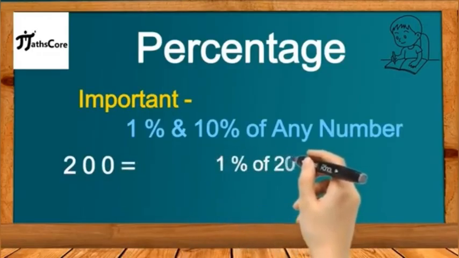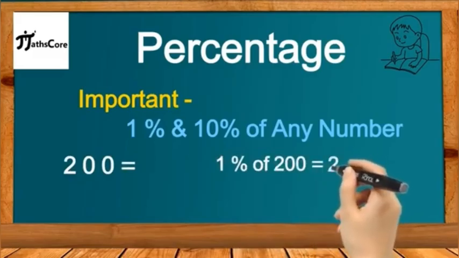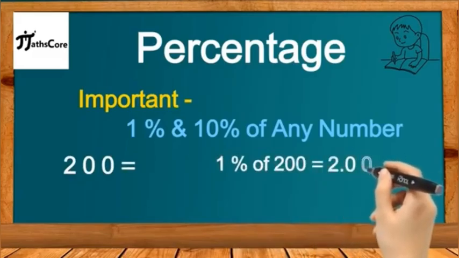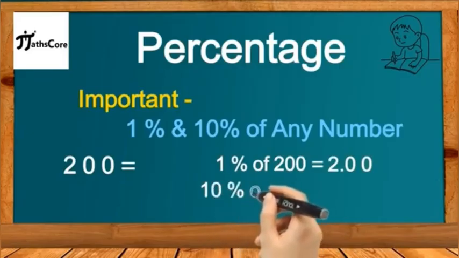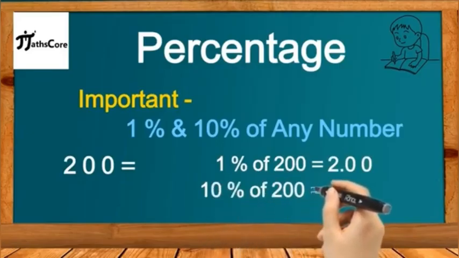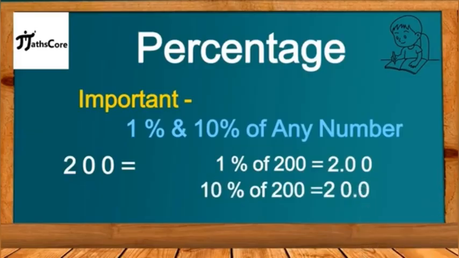To find out 1% of 200, we need to put the decimal point after two places from the right. So it is 2. And to find out 10% of 200, we need to put the decimal point after one place from the right. In this way, we got 1% and 10% of 200, which is 2 and 20. You can apply this technique for any number, and you can find out 1% and 10% of any number. After finding 1% and 10% of any number, it is easy to find any percentage of a given number.